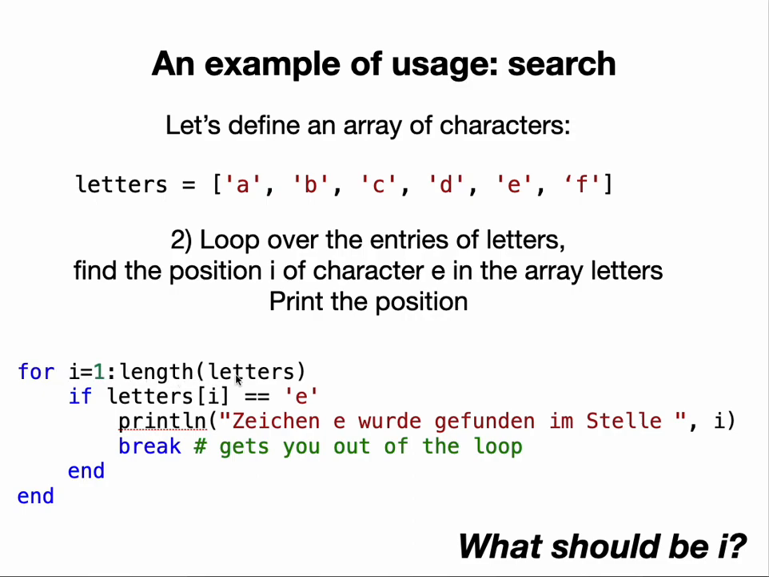So you loop over all the letters, but if letters of position I is equal to the character E, then you can print a statement that will return the index I. If you want the loop to stop after finding the character E, you can add the statement break, and break will get you out of this for. It gets you out of the loop.